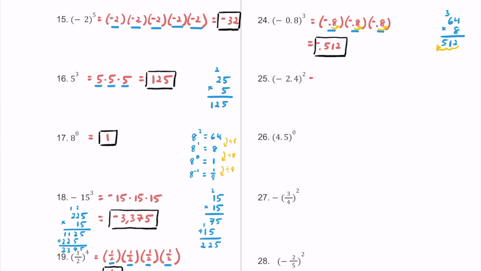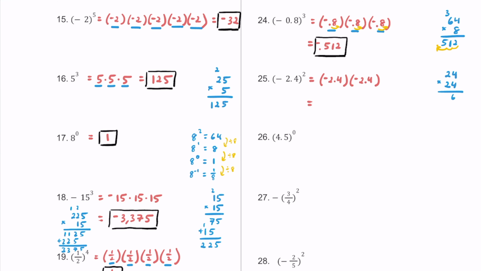For number 25, we have a negative decimal here, so negative 2.4. We're multiplying that by itself, so we have 2 of these, so 2 negatives multiply to get a positive. So really we have 2.4, and we're multiplying that by 2.4. So really that's just 24 times 24, right? So 24 times 24, and then we'll deal with the decimals in just a moment.